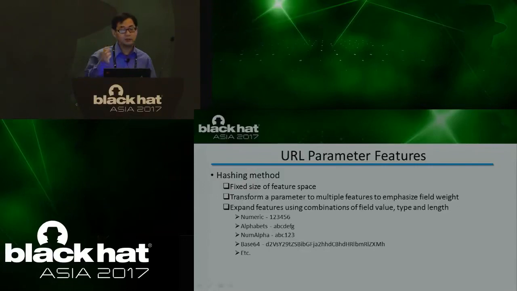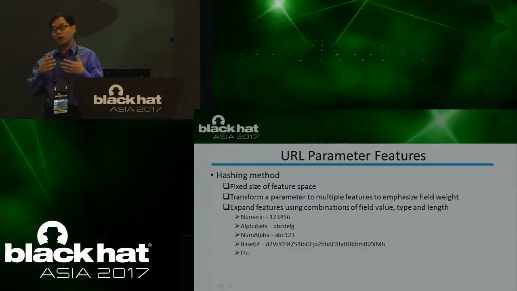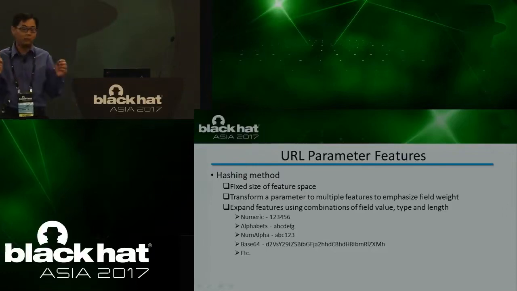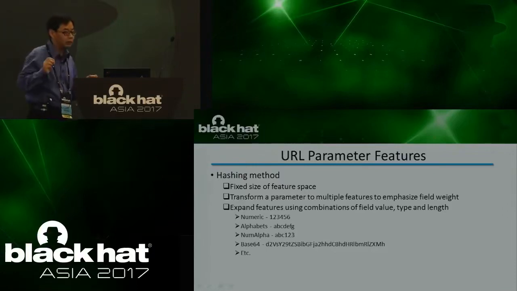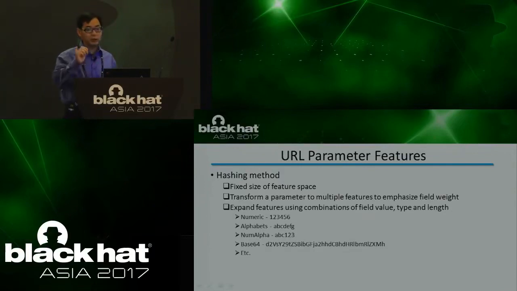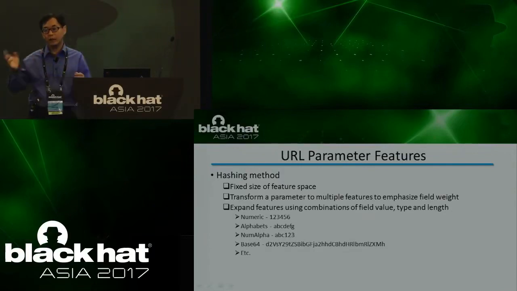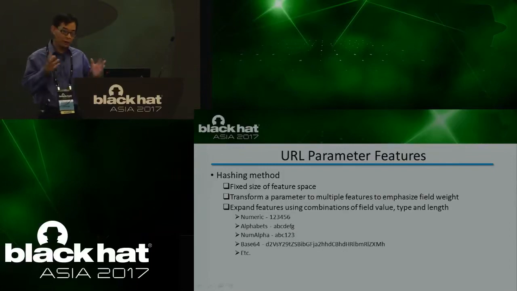For this fixed size, we experimented with maybe 500, 1,000, 2,000. We found the best number is around 3,000. It's not that big, but it's still enough to avoid hashing collisions. Having addressed this dimension issue, we can try to extract some usable features from a pair of key-value parameters. If you simply look at the text itself, key equals value, it doesn't tell you much. So I can give you an example.